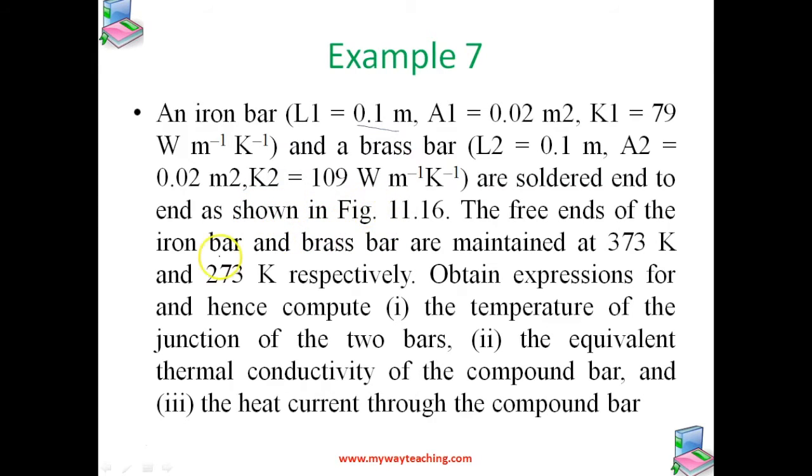The free ends of the iron bar and brass bar are maintained at 373 Kelvin and 273 Kelvin respectively. So obtain the expression and hence compute the temperature of the junction of the two bars, the equivalent thermal conductivity of the compound bar, and the heat current through the compound bar.